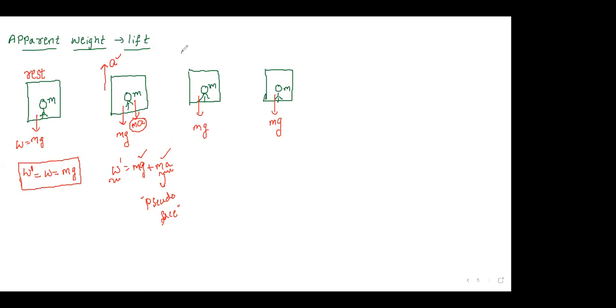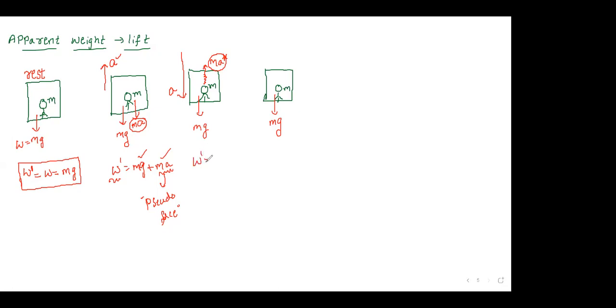Now, can you tell me if the lift is moving downward with acceleration a? The lift will come down, but the body will not come down. It will stay as it is inside the lift. So some additional force is acting in the upward direction to balance this. What is this additional force called? Pseudo force. Here it is acting in the upward direction.